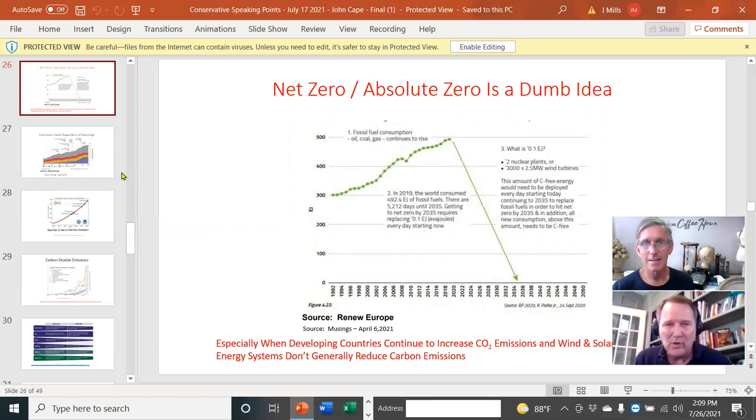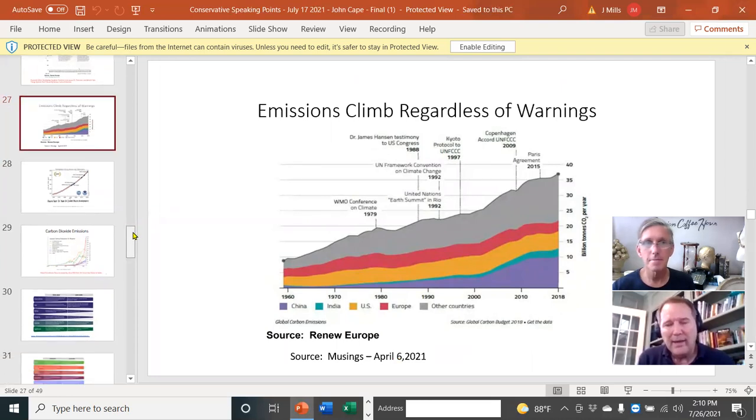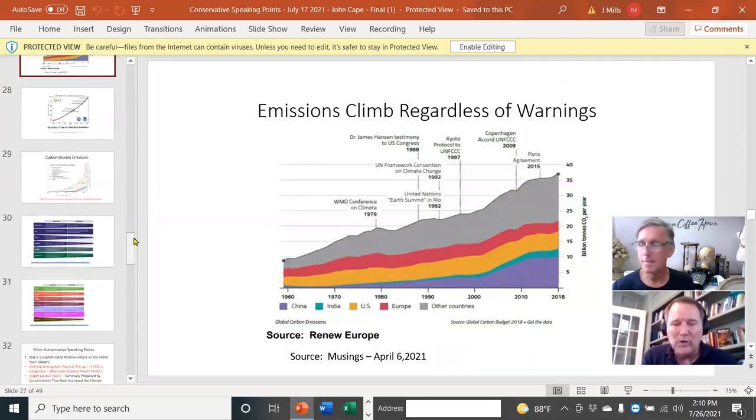Now, you've got to understand that Europe has been working this for about 10 years more than we have, and they've been much more committed than we have. But let's look at the next slide and see how successful they've been. The next slide shows what carbon dioxide emissions have actually done on Earth. And this shows that they've continued to increase over time. And this sort of has a breakdown by country. And I'm going to show you a better breakdown of this in a couple of slides.